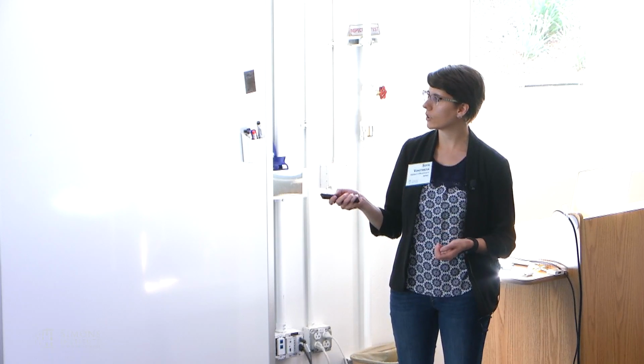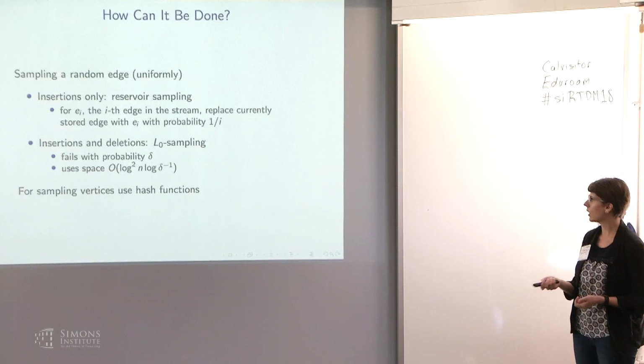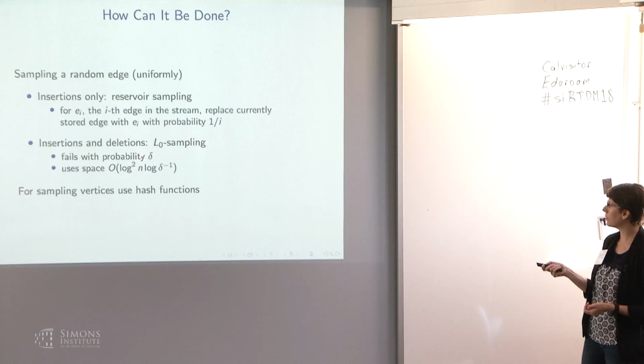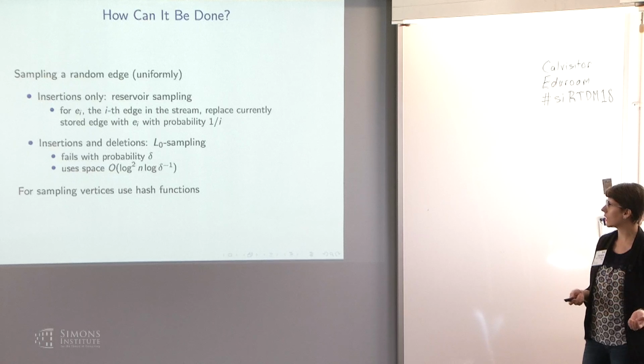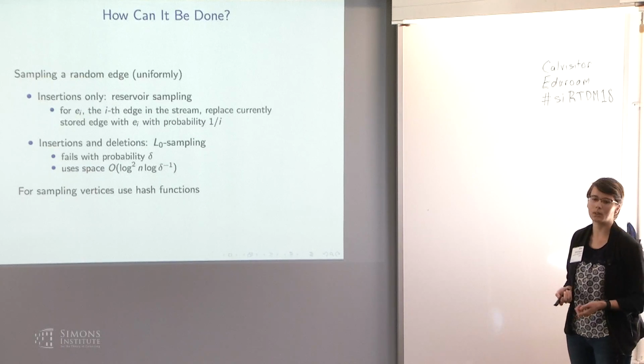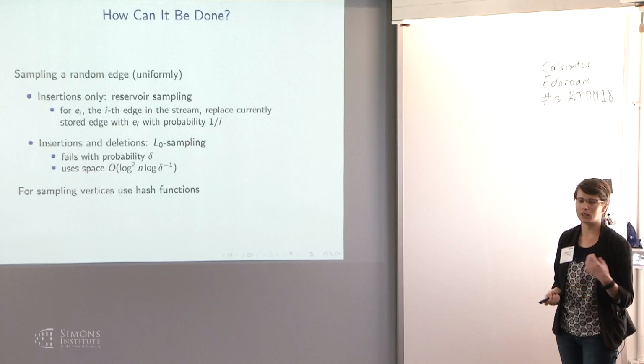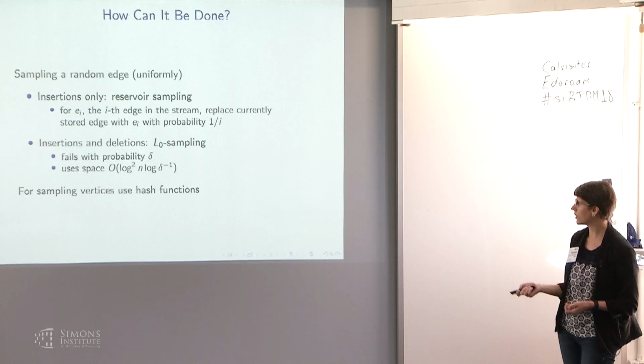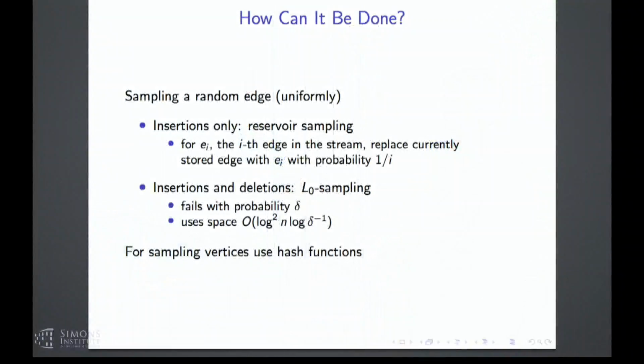If the stream has both insertions and deletions, sampling a random edge is not quite as intuitive. We have to use what is called L0 sampling, where such a sampler returns a random edge, fails with probability delta, and uses space roughly log squared n times log delta to the -1. So we can make this failure probability as small as we want at the expense of a slight increase in space of the algorithm. And I'm not going to go into the detail of how L0 sampling works. We're just going to use it as a black box.